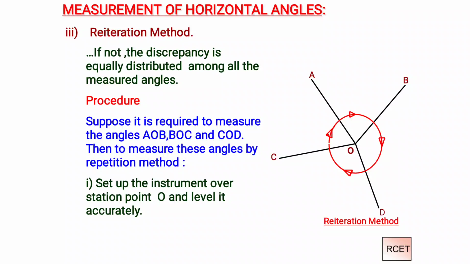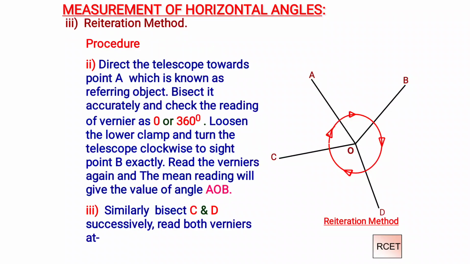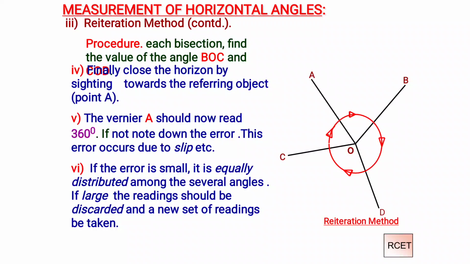Set up the instrument over station point O and level it accurately. Direct the telescope towards point A, which is known as the referring object. Bisect it accurately and check the reading of the vernier as 0 degree or 360 degree. Loosen the lower clamp and turn the telescope clockwise to sight point B exactly. Read the verniers again and the mean reading will give the value of angle AOB. Similarly, bisect C and D successively. Read both verniers at each bisection. Find the values of the angles BOC and COD.